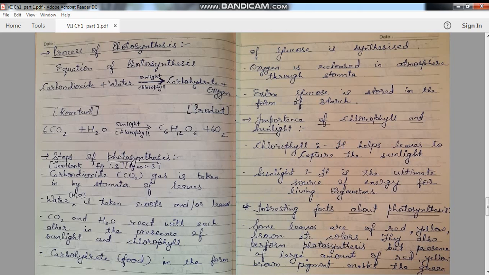atmosphere through stomata. Now, many of us have a doubt about what starch is. Actually, starch is the stored food product. A starch is a chain of glucose. It means when the glucose is not used by the plants, they store it in the form of starch.